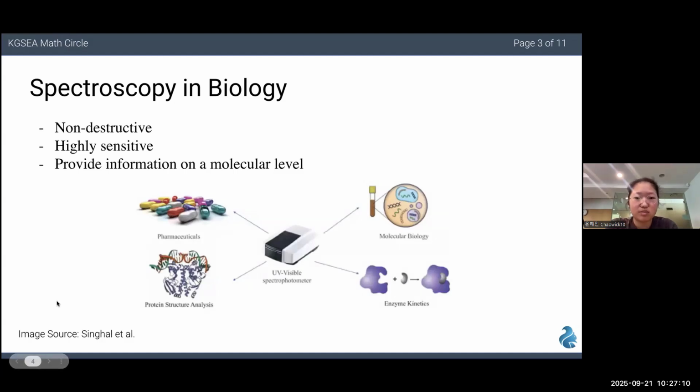Spectroscopy is a commonly used biology lab technique due to its non-destructiveness, meaning that it does not destroy the sample being tested. Yet it is highly sensitive and can provide information on a molecular level. Therefore, it is used in fields such as pharmaceuticals, protein structure analysis, enzyme kinetics, and molecular biology.